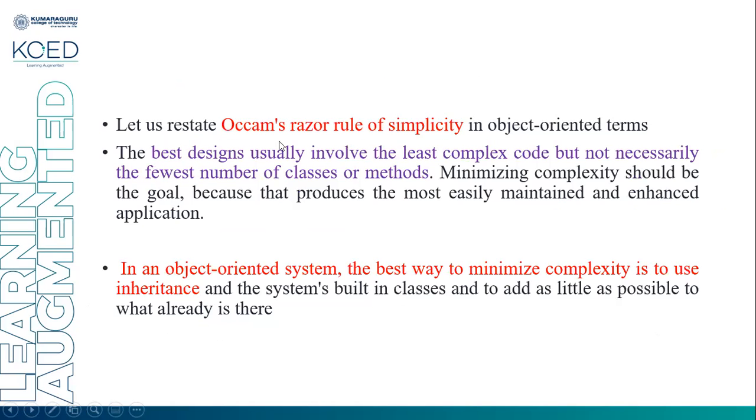There is a principle known as the axiom's rule of simplicity in object-oriented design. That means the best design usually involves the least complex code, but not necessarily fewer classes or methods. Code complexity should be minimized, but there is no need to create fewer classes or methods. Minimizing the complexity should be the goal, because that produces the most easily maintained and enhanced application. In object-oriented design, the best way to minimize complexity is to use inheritance and the system's built-in classes, and to add as little as possible to what is already there.